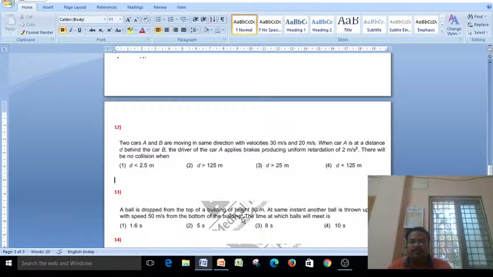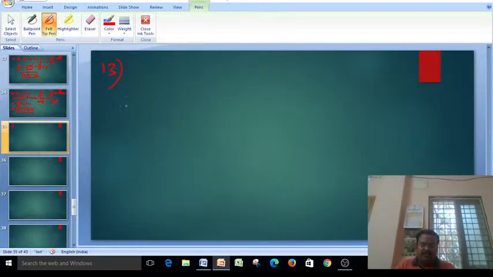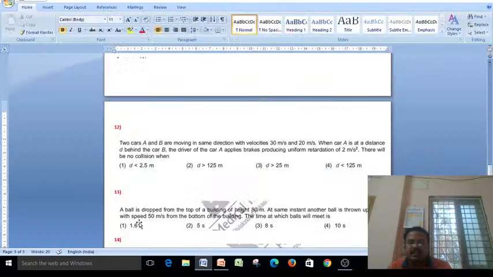Next one, a ball is dropped from the top of a building of height 80 meter. At the same instant, another ball is thrown upwards with a speed of 50 meter per second from the bottom of the building. At what time will the balls meet? Very easy question. Let us check it. 13th question. Based on the given data, time is equal to height divided by relative velocity, that is 80 divided by 50. So you will get T is equal to 1.6 seconds. Check it, 1.6 seconds is there or not. So the first option is the correct answer in this case.